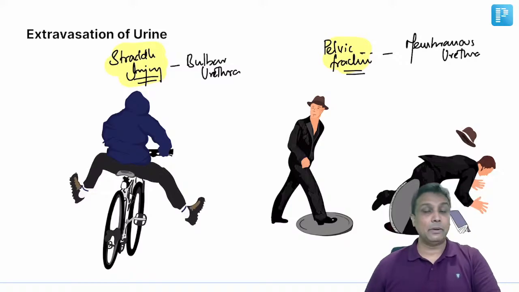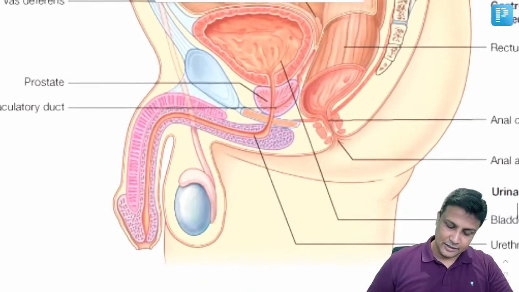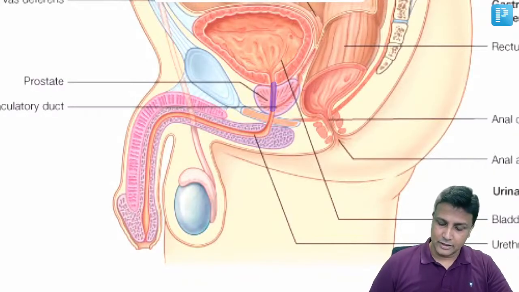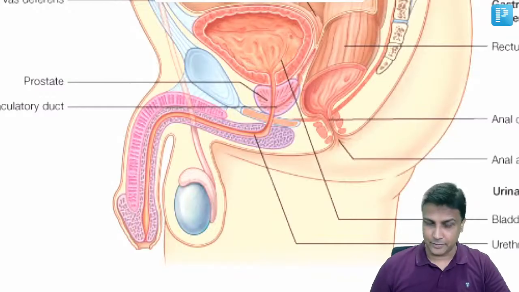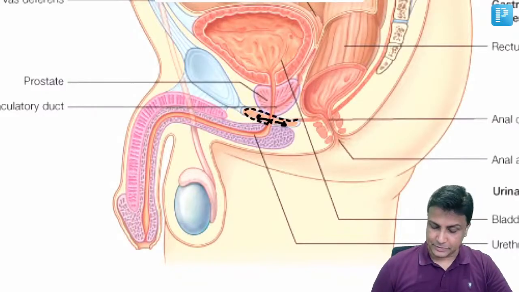In pelvic fracture, the membranous urethra will be ruptured, sir. Now in this diagram, you can clearly see the urethra passing through the prostate gland, the prostatic urethra. Then you'll have the membranous urethra, and this one here is the bulbar urethra. If the membranous urethra is ruptured here, the urine will go out into the deep perineal pouch only. So this one here is the deep perineal pouch.